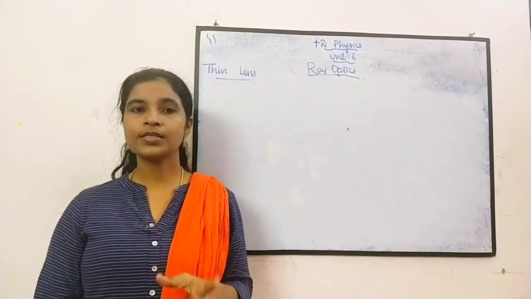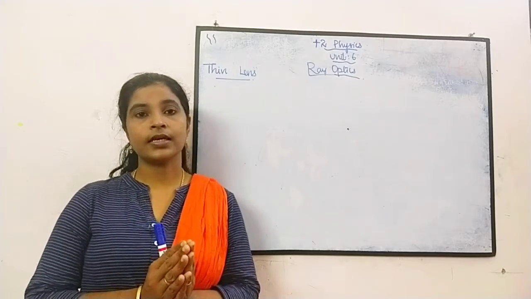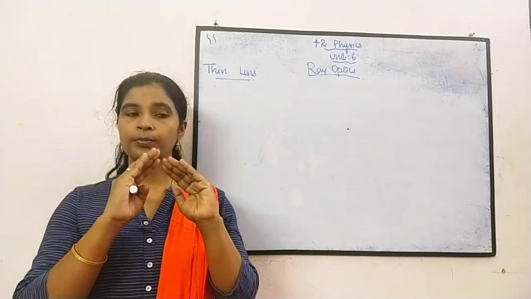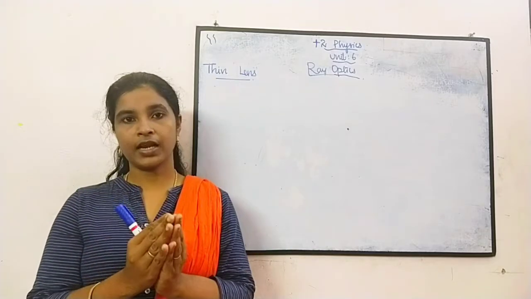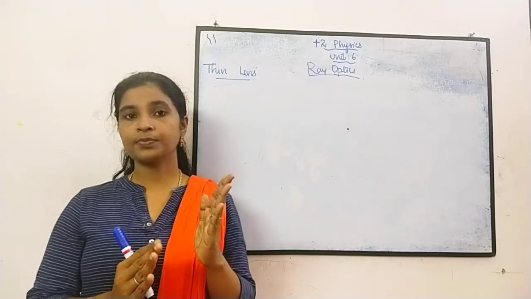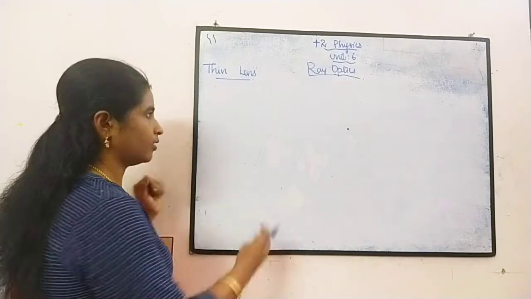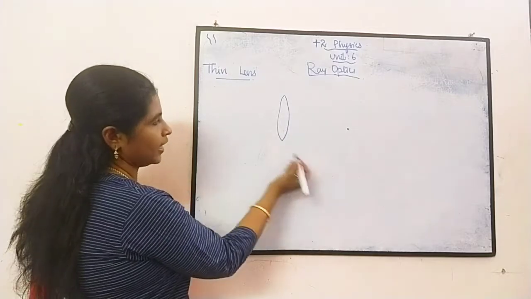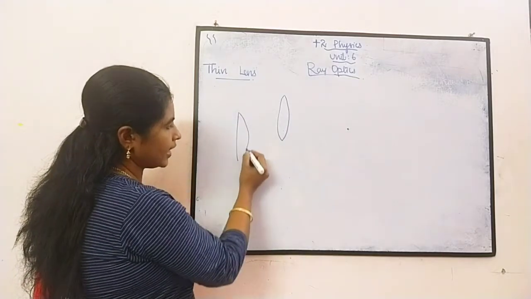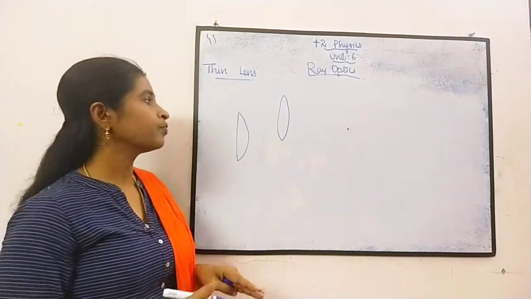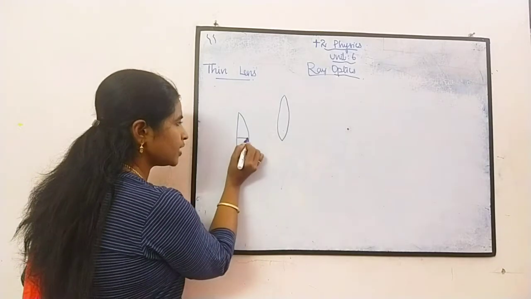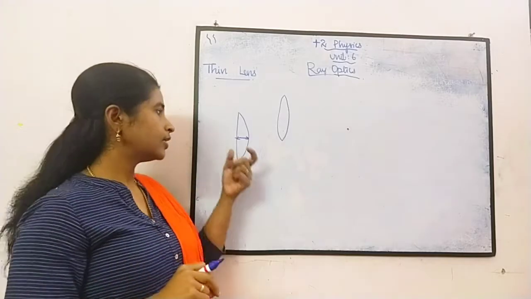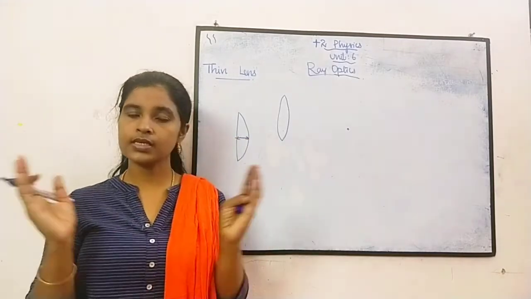So what is meant by lens? A lens has two surfaces. Both the surfaces may be spherical, or one surface is plane and the other surface may be spherical. Then the distance between these two surfaces is very small. In the case of a lens, the distance between these two surfaces is very small.